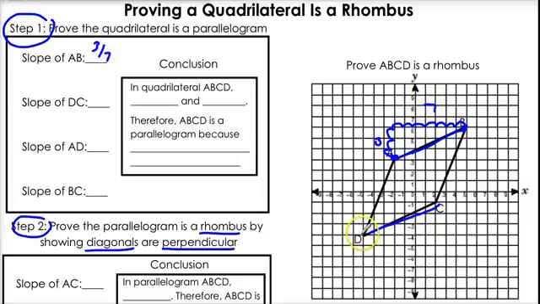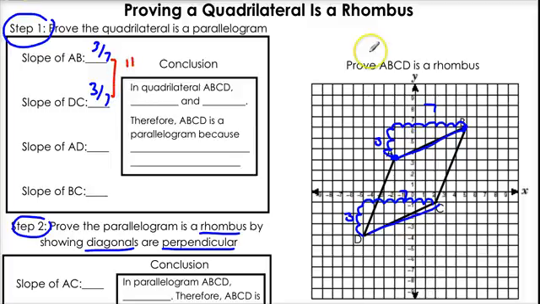Now let's find the slope of DC. So we go up 1, 2, 3, and then we count over 1, 2, 3, 4, 5, 6, 7. 3 over 7. So the slope of DC is 3 over 7, and we just proved that our first pair of sides are parallel. Let's do that again.